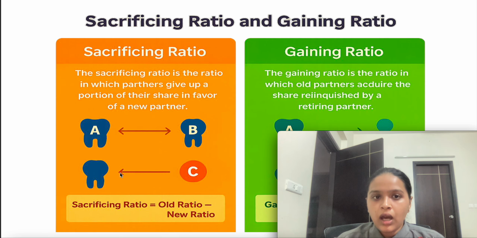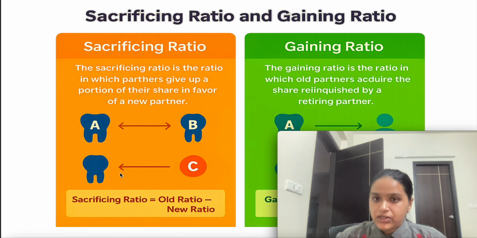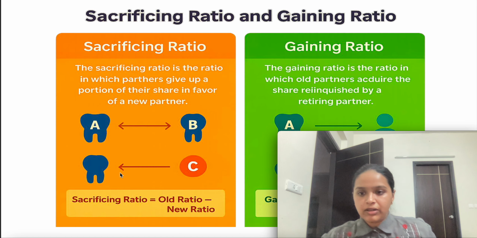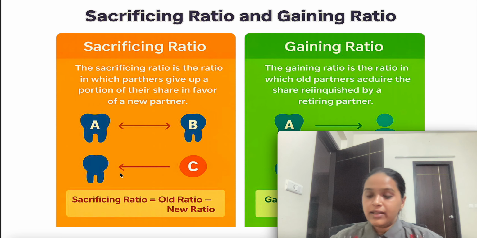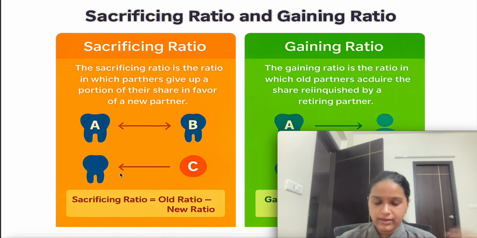Okay, now we need to understand what is sacrificing ratio and what is gaining ratio. Whenever a new partner is admitted into the firm, the existing partners have to reduce their existing ratio, right? It means the existing partners have to give up some profit share ratio, to some extent forgo their existing profit share, so that the other partner can get some profit share. So the existing partner is sacrificing something, right? So this is the sacrificing ratio, the ratio in which partners give up a portion of their shares in favor of the new partner.